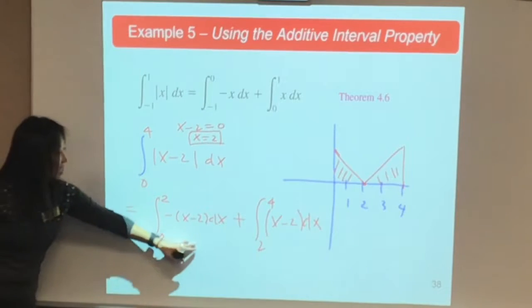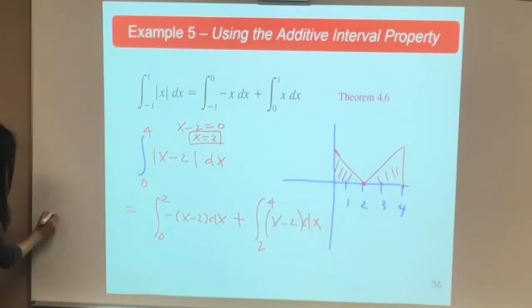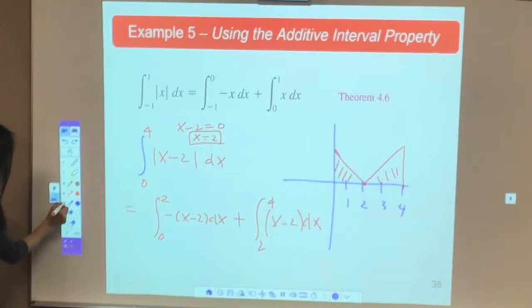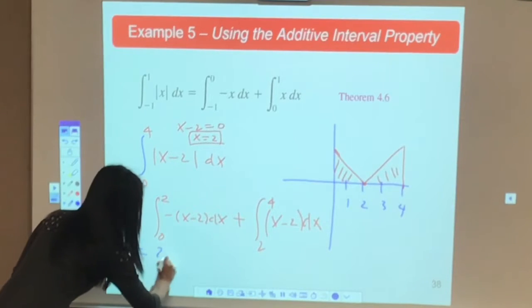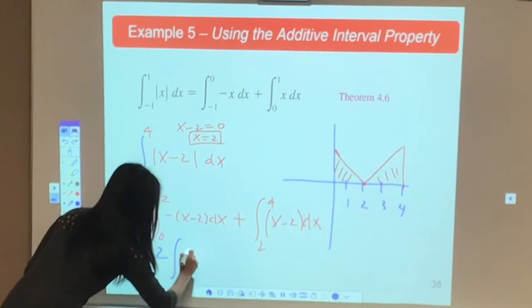But I decide not to do it twice, and I don't like to do a negative problem, so I can just make it into 2 of what? This one. Right.